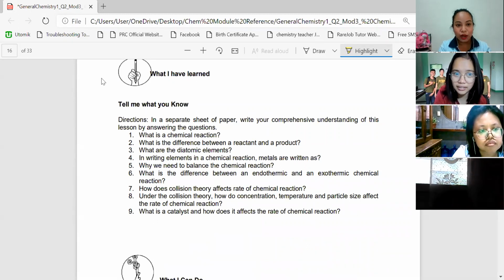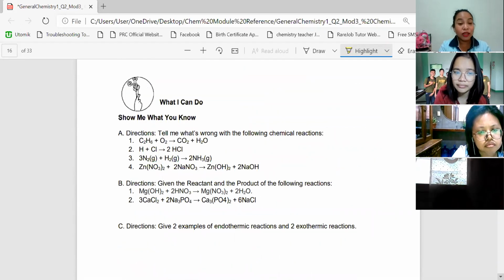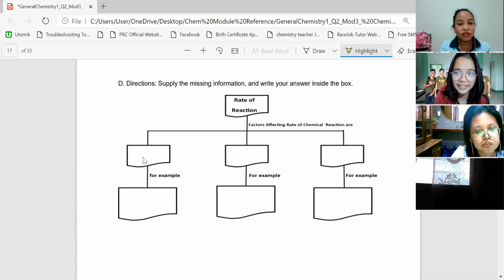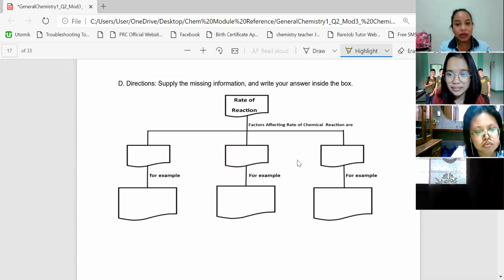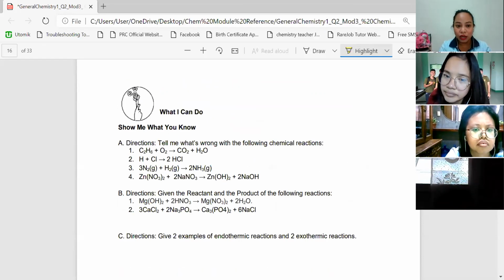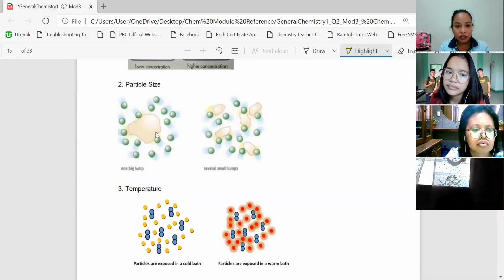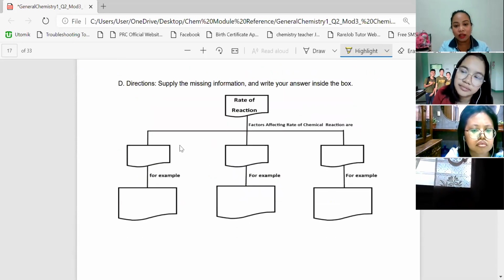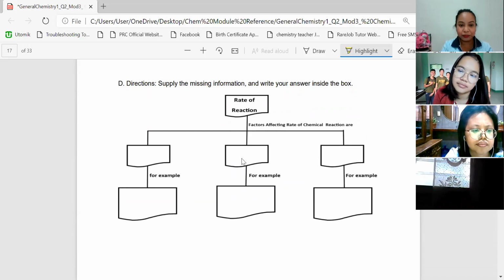So tell me what you know, and then what I can do: A, B, C, and D. Write on paper the factors that affect the rate of chemical reaction. What are those factors? Write it on paper. The basis of these factors is the collision theory. There are three of them: concentration, particle size, and temperature. Put that there, then you provide examples. Okay.